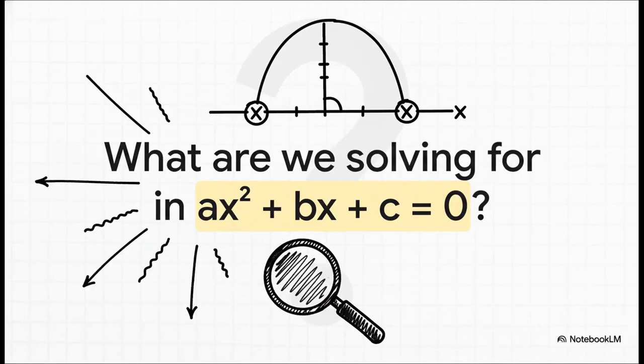So, you've definitely seen this before, right? ax squared plus bx plus c equals 0. It's the standard form, and yeah, at first glance it just looks like a bunch of letters and numbers thrown together. But when someone asks you to solve this, what are you really looking for? What's the secret that's hiding inside that little variable, x?